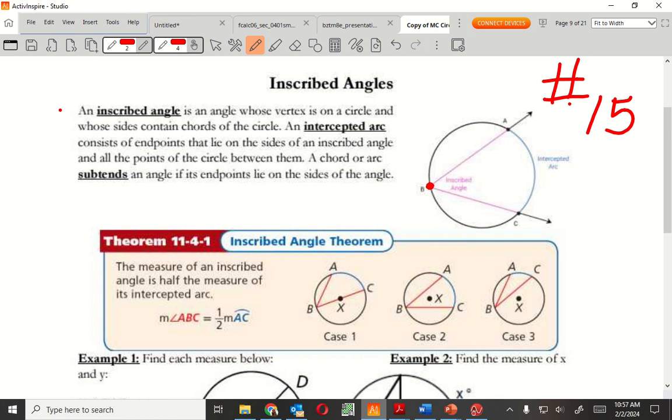So, let's go through. Right here, an intercepted arc consists of endpoints that lie on the sides of an inscribed angle, and all the points of the circle between them. A chord or arc subtends an angle if its endpoints lie on the sides of the angle. See this right here? Those are the chords. That is the inscribed angle. These are the chords where they actually touch right there.